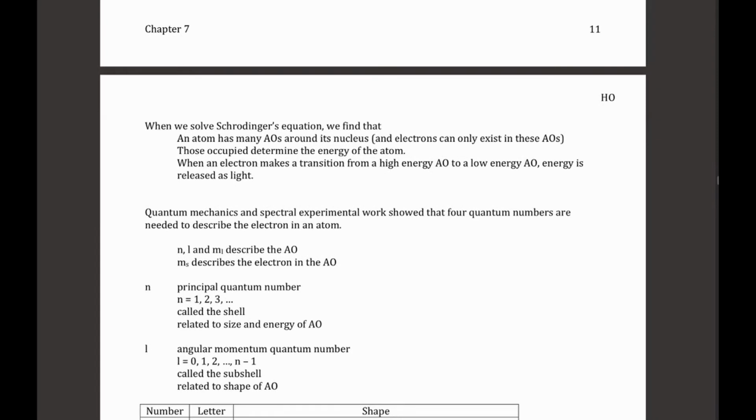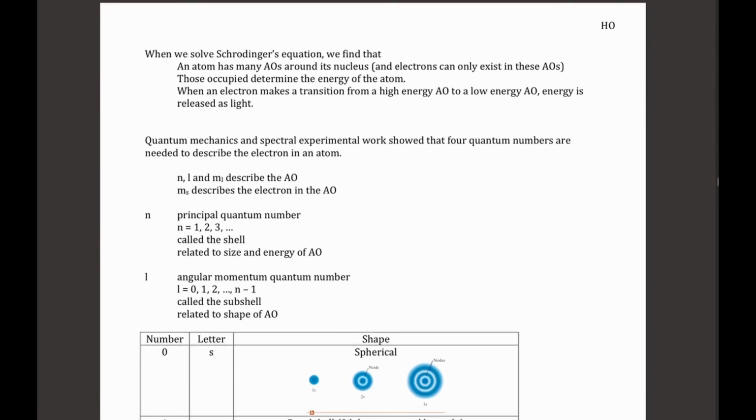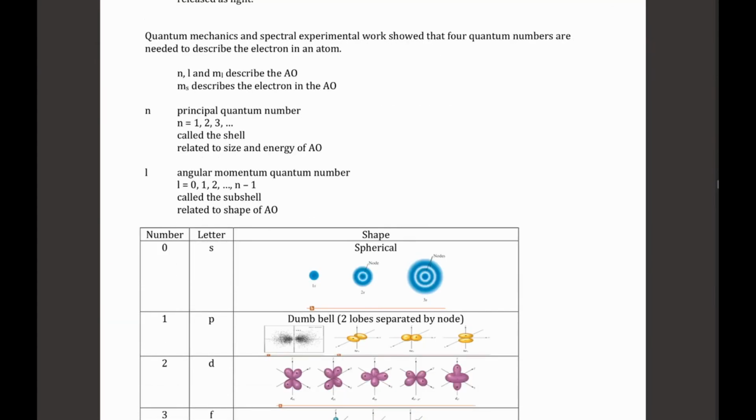Quantum mechanics and spectral experimental work have shown that 4 quantum numbers are needed to describe the electron in an atom. Quantum mechanics, that's Schrödinger's equation, and spectral work, that's experimental work using light and so forth, show that 4 quantum numbers are needed to describe each electron in an atom. Those quantum numbers are N, L, M sub L, and M sub S.